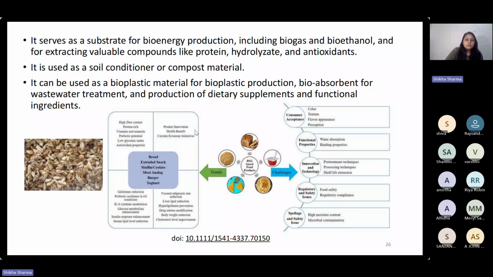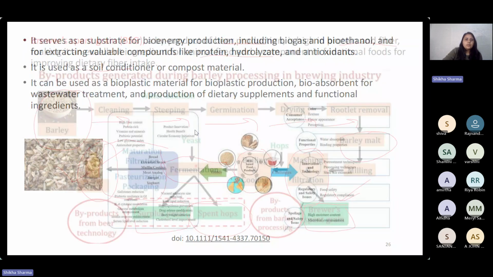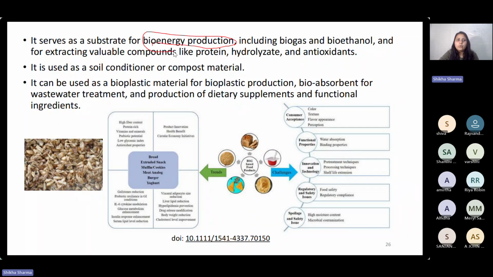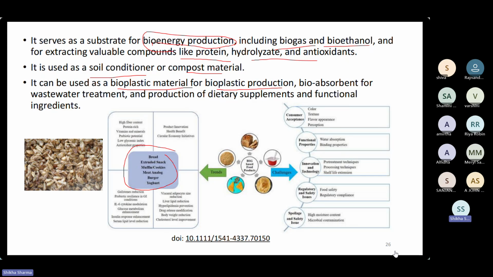This brewer's spent grain can also serve as a substrate for bioenergy production, like biogas or bioethanol, and used for extracting valuable compounds like protein, hydrolysates, and antioxidants. It is also used as a soil conditioner or compost material. It is used in different food products, like breads and extruded products, so that the dietary fiber can be enhanced or vitamins and minerals can be supplemented. It can also be used as a bioplastic material for plastic production, and as a bioabsorbent for wastewater treatment and production of dietary supplements and functional ingredients.